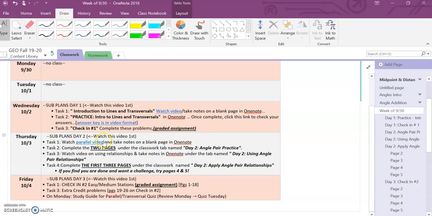Task number one is going to be to click this link right here, which is going to watch another type of video. So we're actually going to add a little bit to what you learned yesterday. Not only do these angle pair relationships exist, but they actually have a special relationship with regards to their size. Some of them might be complementary, which hopefully you remember means adds up to 90. Some might be supplementary, which hopefully you remember means adds up to 180, and some of them might be congruent.